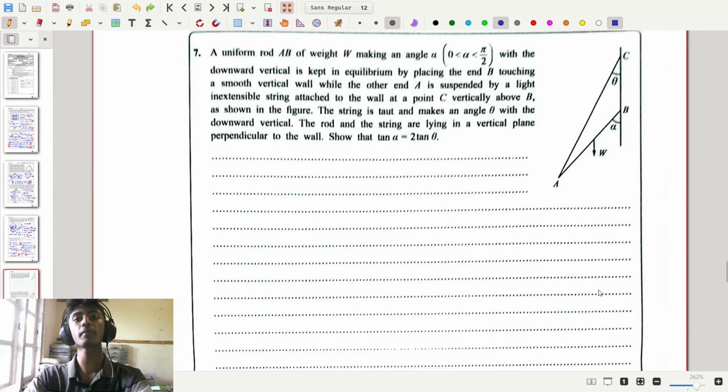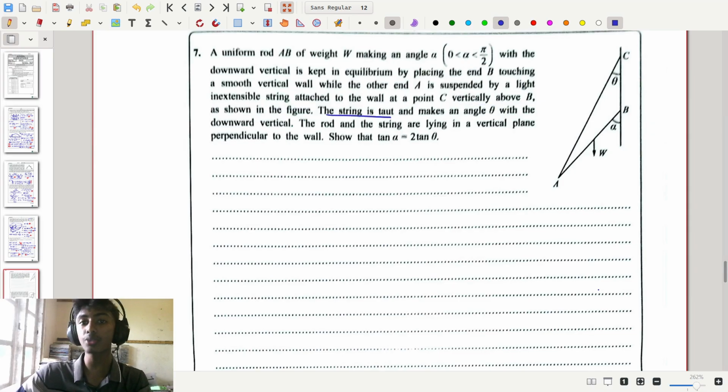2025 A-Level Combined Mathematics Paper 2 Part A question number 7. This question has to do with equilibrium of forces. The question says, a uniform rod AB of weight W making an angle alpha, which is somewhere in between 0 and pi by 2 radians with the downward vertical, is kept in equilibrium by placing the end B touching a smooth vertical wall while the other end A is suspended by a light inextensible string attached to the wall at a point C, which is vertically above the point B, as shown in the figure.